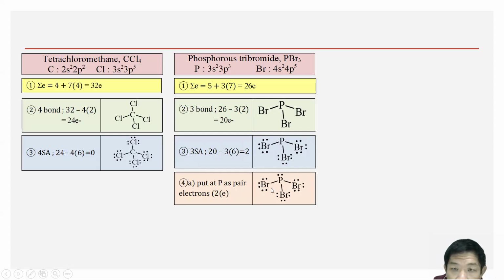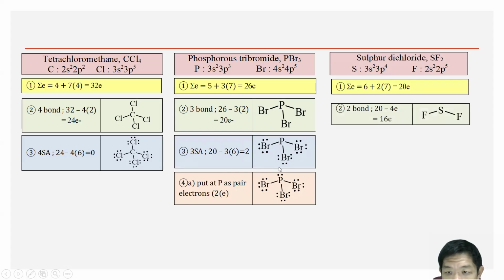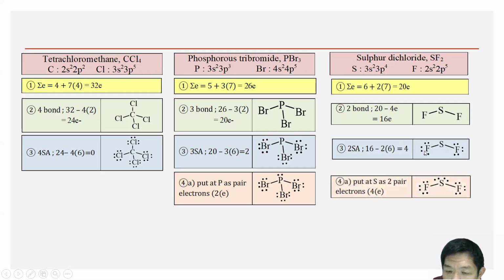Okay. Right, and then we have sulfur difluoride, SF2. So sulfur is group 16, 6 valence electrons, fluorine is group 17, 7 valence electrons, so total electrons 20. So you put 2 covalent bonds between S and F. So you have 20 minus 4 electrons, you have 16 electrons. Then you have step 3, you make the surrounding atoms become octet first. So 16 minus 2 times 6, you get 4. And then finally, you put the 2 lone pairs on the sulfur here.